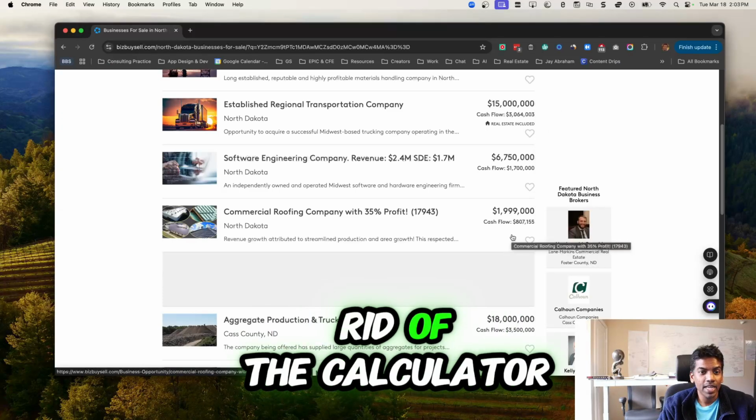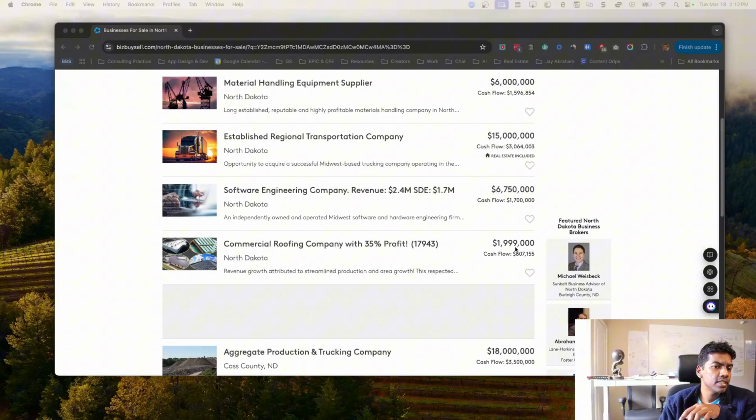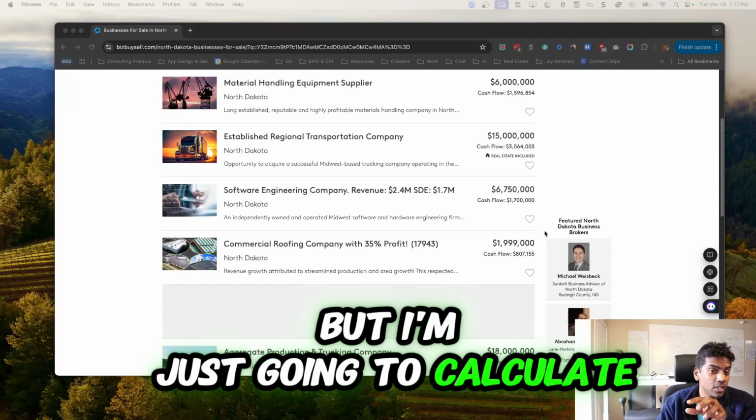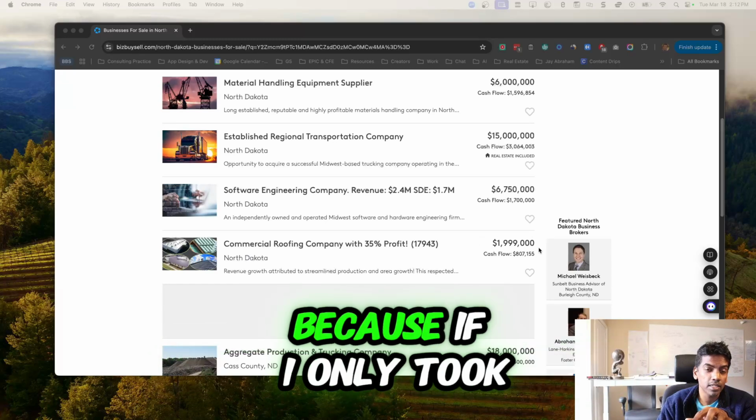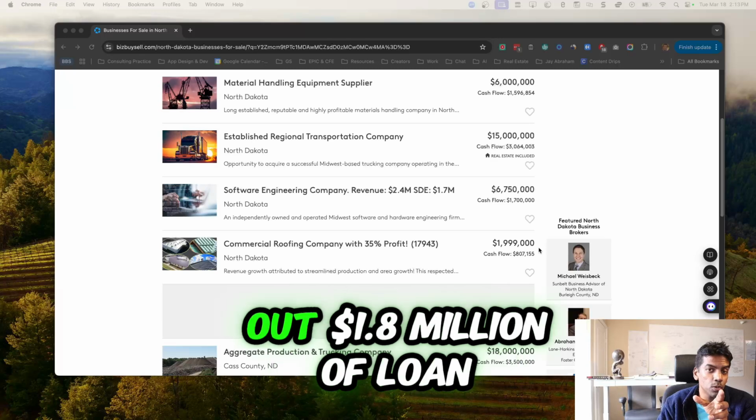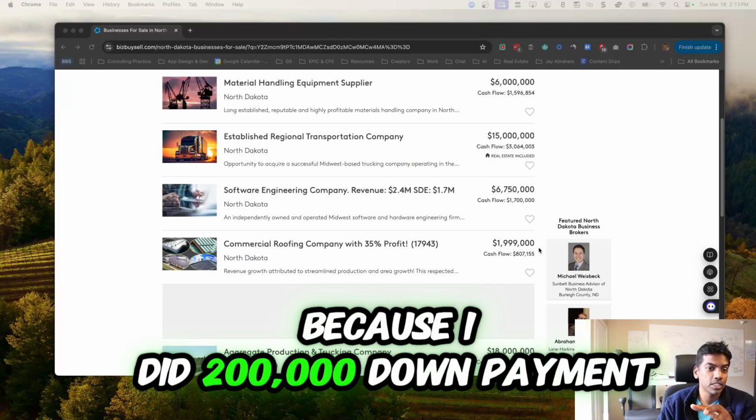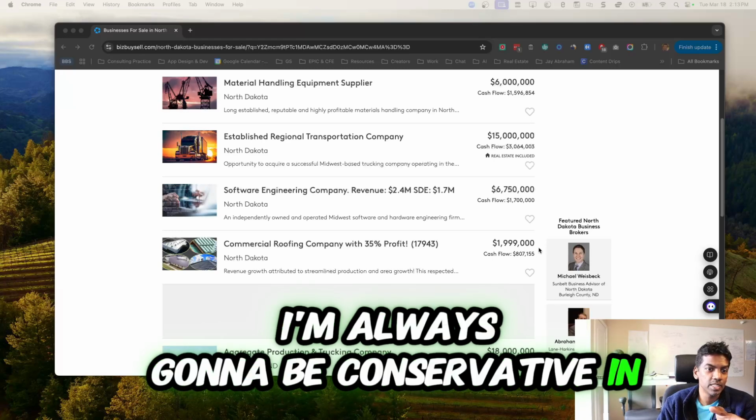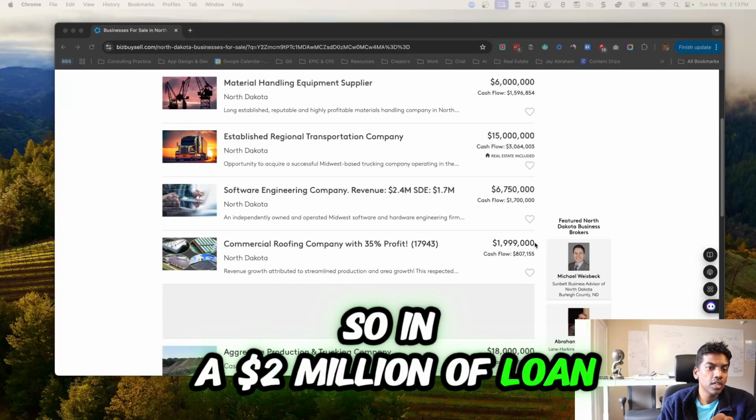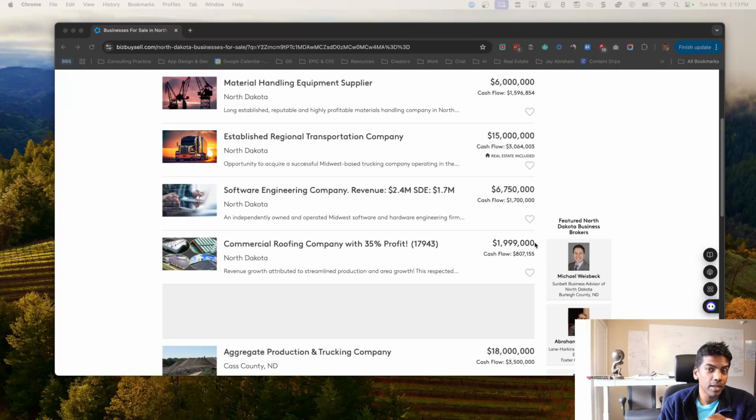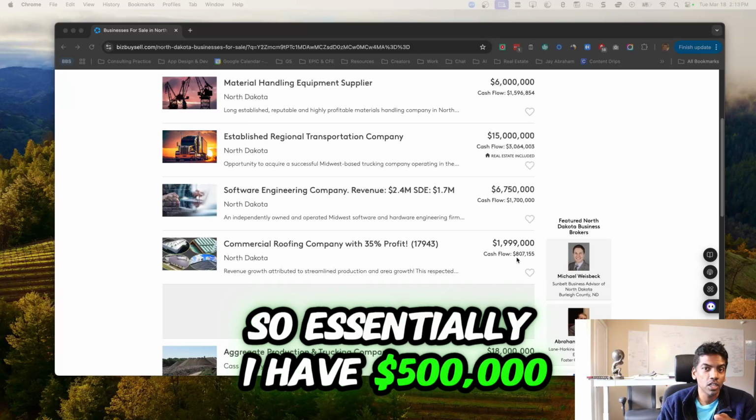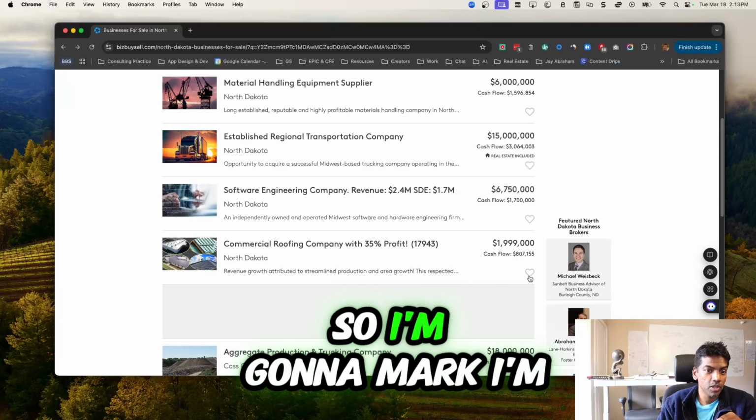Now I can get rid of the calculator. So this one again is a $2 million loan. Now you may do a 10% down payment, but I'm just going to calculate the payments based off of $2 million, because if I only took out $1.8 million of loan because I did a $200,000 down payment, the payments are only going to be less than that, right? So I'm always going to be conservative in this process. On a $2 million loan, the payments are going to be essentially $200K plus another half of that. So that's $300K, a little over $300K. So I have cash flow here of $800K. So essentially I have $500,000 of free cash flow. So that's a good deal. I'm going to like it here.